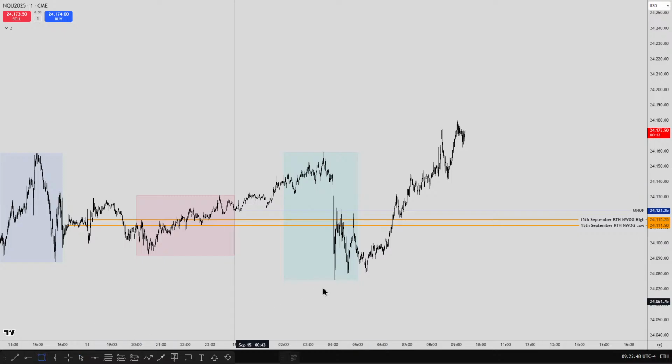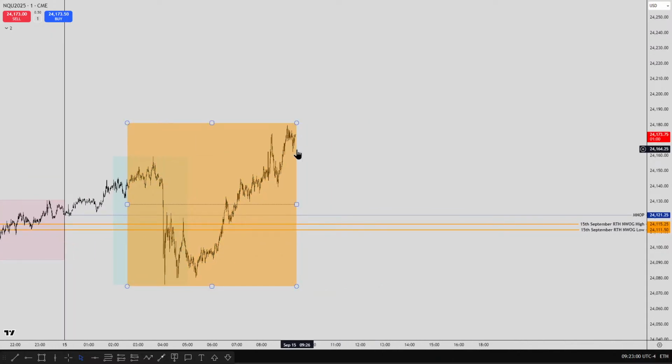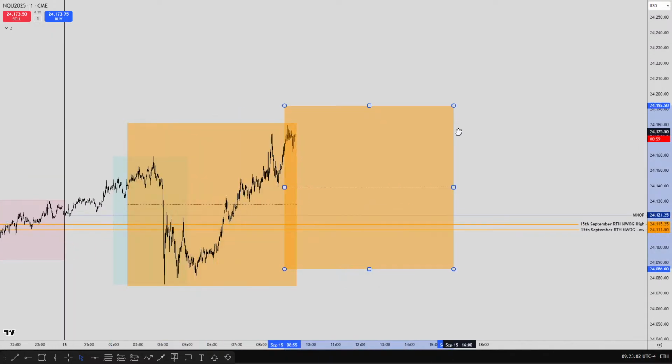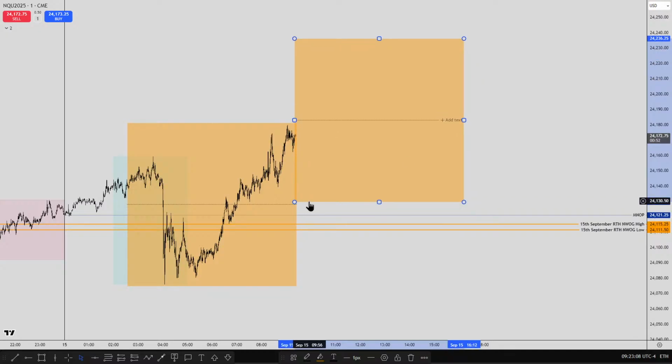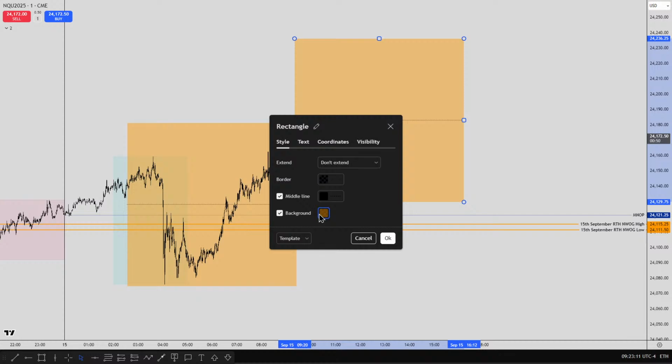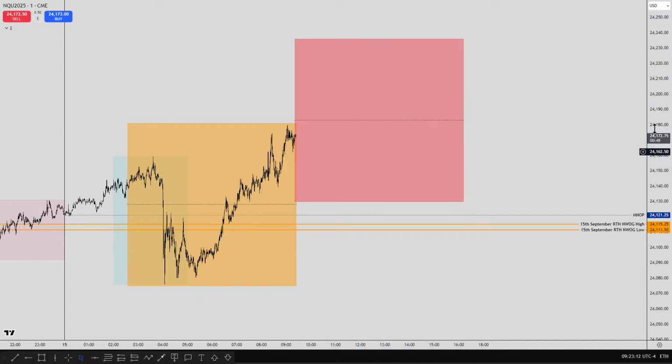So let's say, for example, Monday is 100 handles. Let's just say this is 100 handles. Tuesday, now this isn't standard deviations, but it's very similar. If Tuesday's bullish and it trades down into there, let's make this a different color, red.